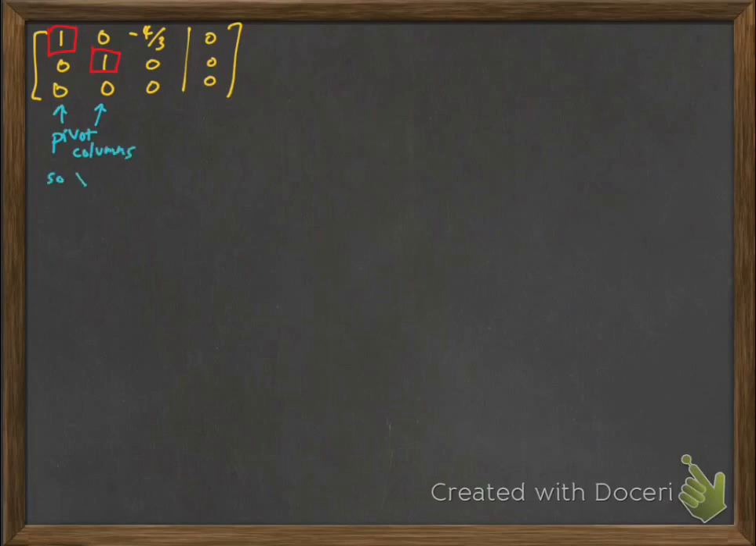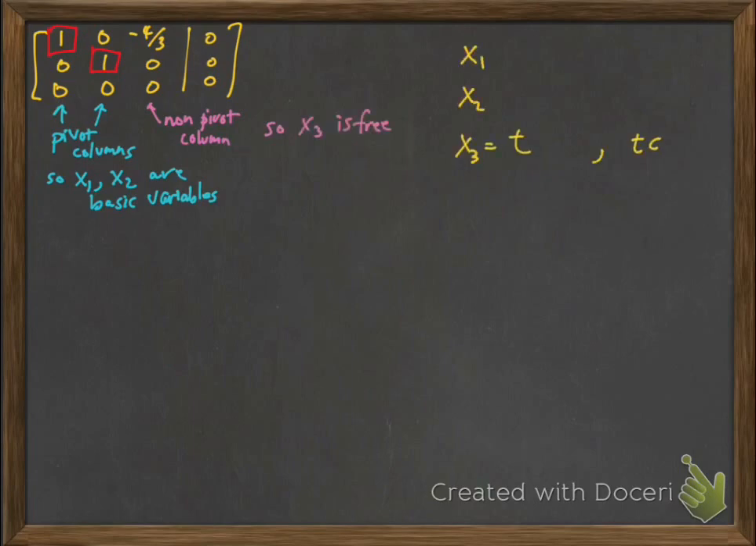I notice that the first two columns are pivot columns. That tells me that x1 and x2 are basic variables. The third column is a non-pivot column, so it tells me that x3 is free. So x3 is going to be t for any t in the real numbers. x2 is 0, and x1 is 4/3 t.